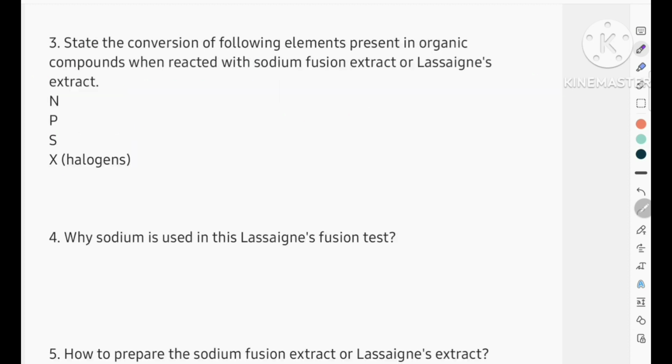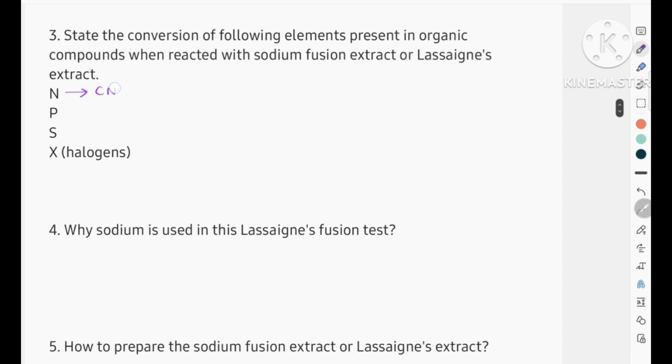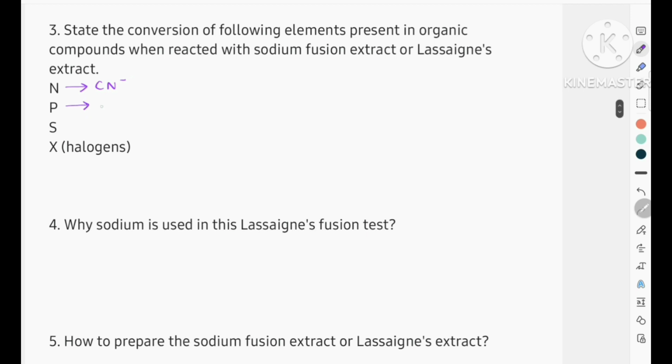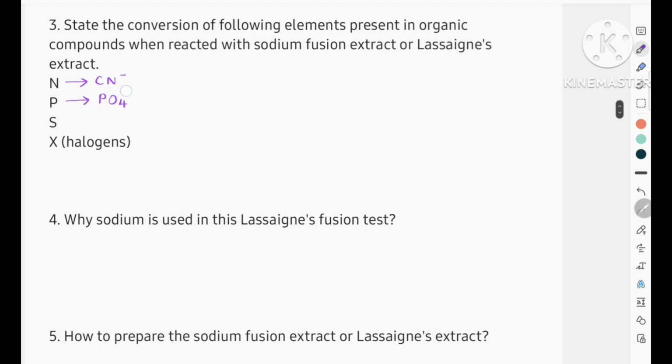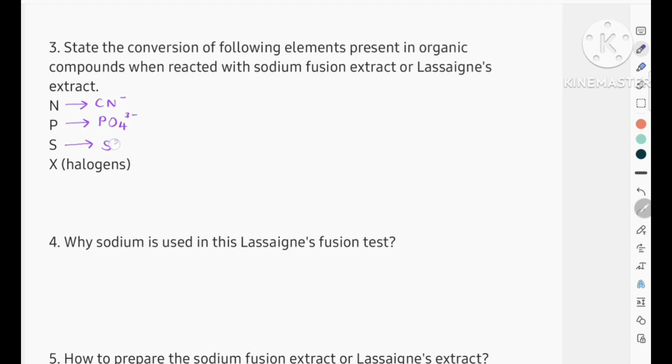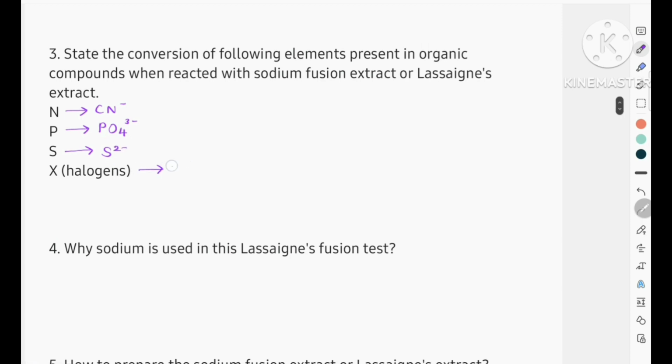Third question: state the conversion of the following elements present in organic compounds when reacted to form the sodium fusion extract or Lassaigne's extract. Nitrogen is converted to cyanide ions, phosphorus is converted to phosphate ions, sulfur is converted to sulfide ions, and halogens are converted to halide ions.